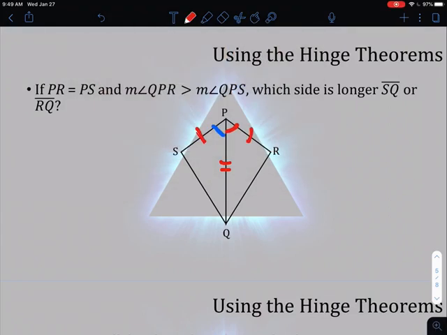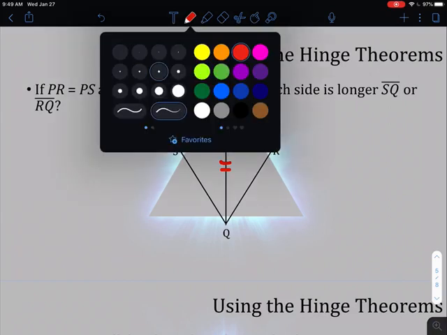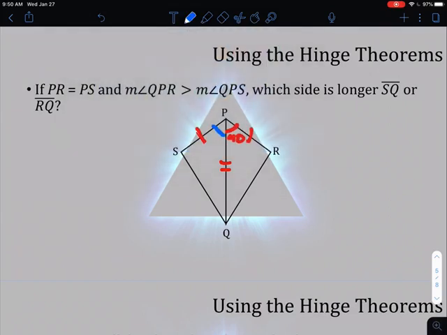Now if you need to, just for visual purposes, make up some numbers. Like say QPR is 40, and that means QPS has to be smaller, so call that 30. And now if I follow it across to the opposite sides, I know that side SQ is going to be smaller than side QR.